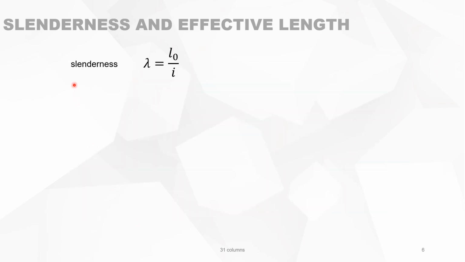Slenderness. The slenderness is defined as the effective length divided by i, and i is the radius of gyration of the uncracked cross section without reinforcement. So the radius of gyration, just of the concrete only, uncracked, is the square root of the second moment of area I divided by the surface of the cross section of the element in consideration.